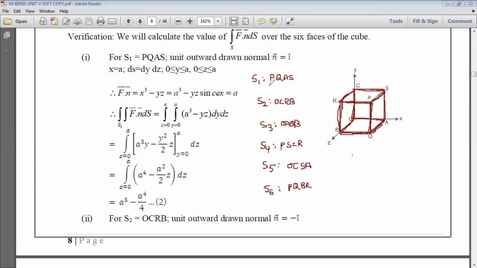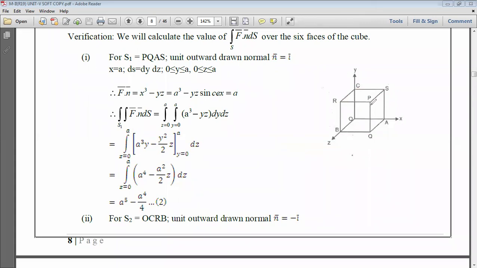You need to find the six faces. And one more thing: you need to write n bar directly here. Opposite face is negative and positive face is positive. So first, the first face we chose is PQAS. So this is the face, right? PQAS. This is the first face.